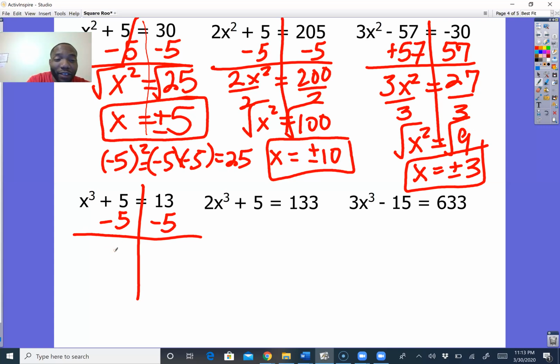It's late. All right, subtract 5 from both sides. We get x cubed is equal to 8. And now how do I figure out what number cubed gives me 8? Well, I take the cube root. Cube root has the 3 on the outside. 3 on the outside.